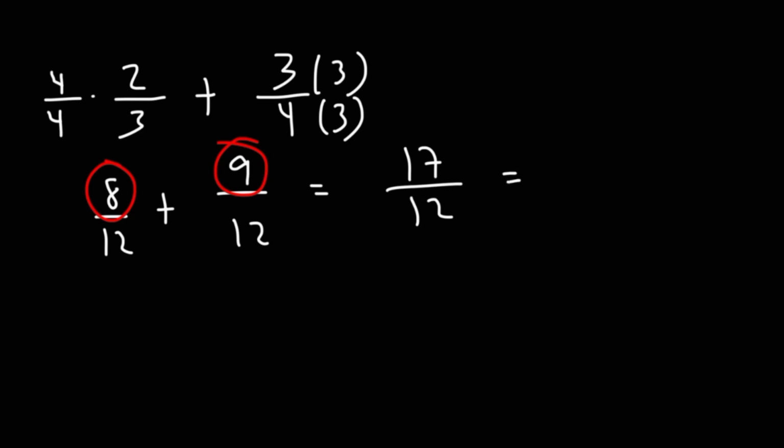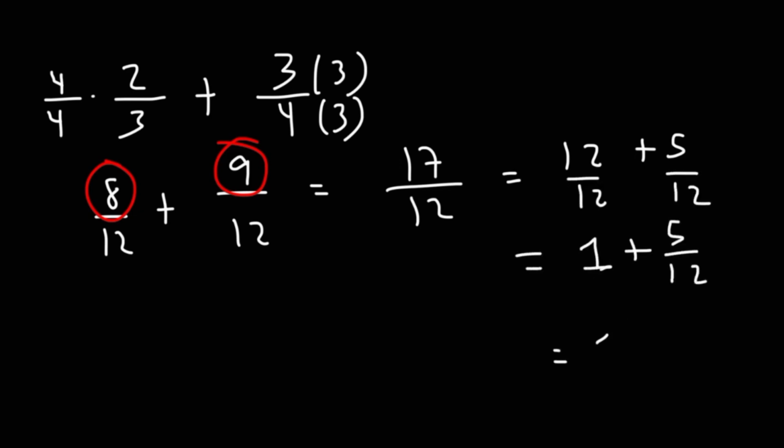To convert this into a mixed number, you could break down 17 into 12 and 5. 12 plus 5 is 17. 12 divided by 12 is 1. So you get 1 plus 5/12, and you could write that as 1 and 5/12. So that's a simple way of how you can convert an improper fraction into a mixed number. An improper fraction is a fraction where the numerator exceeds the value of the denominator.